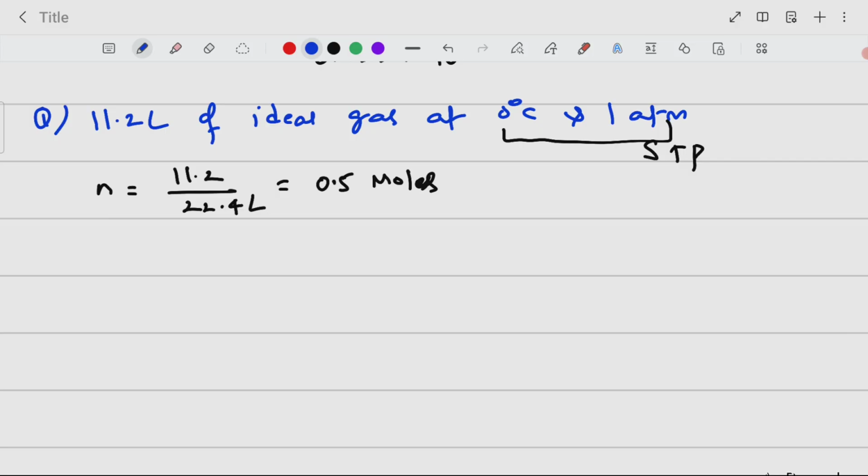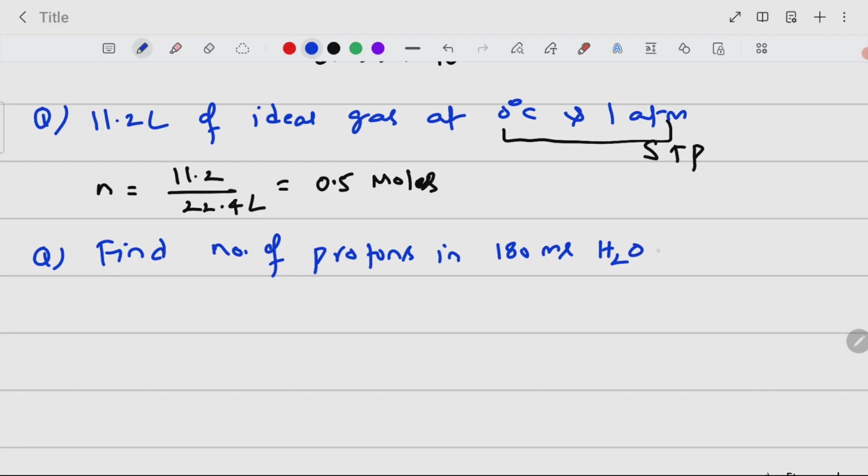Next, moving further for more calculations. See, here they are asking to find the number of protons in 180 ml of H2O, and the density of water is also given here.